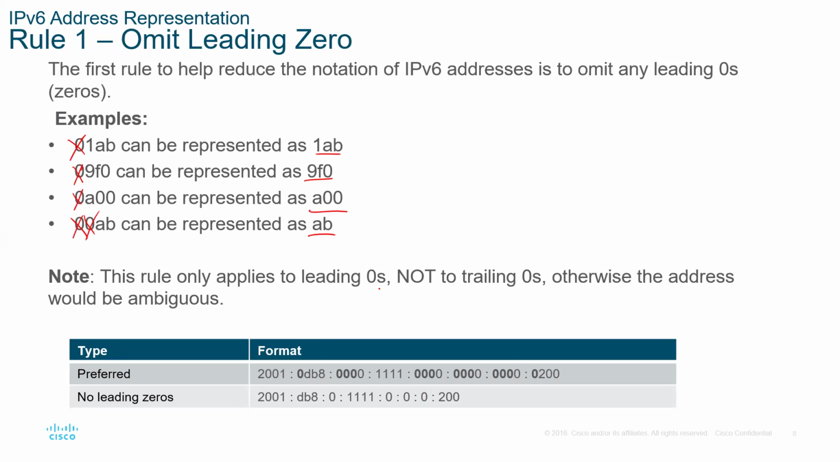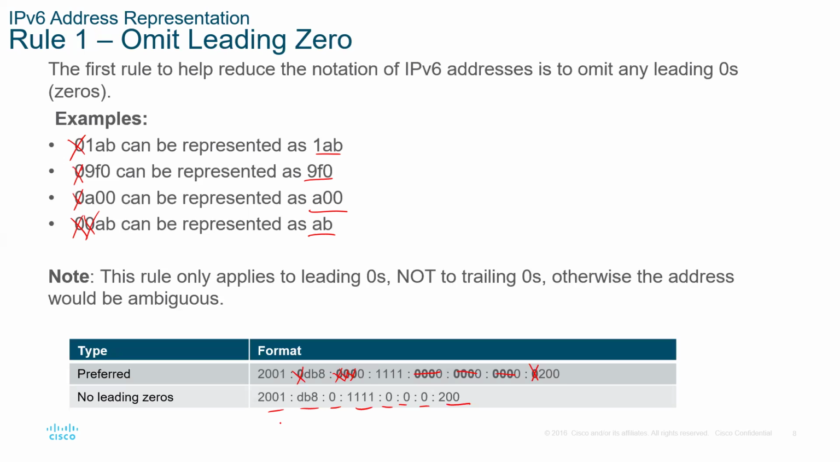This rule only applies to leading zeros, not trailing. So this one wasn't removed because it's trailing. In this example we can remove these leading zeros, and this one is leading. That's why we have 2001. So that's how an address is shortened. All leading zeros can be removed from the IPv6 address.